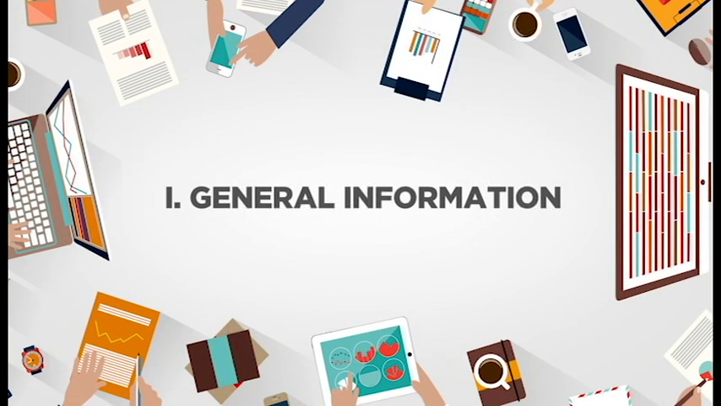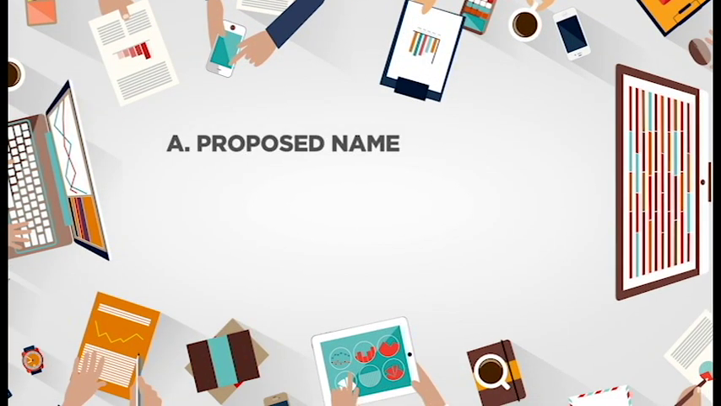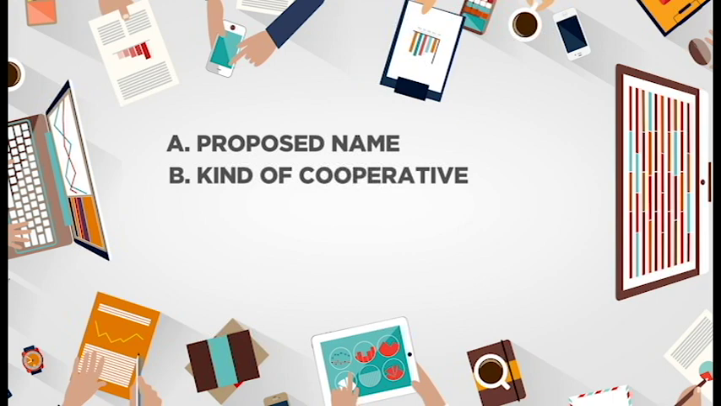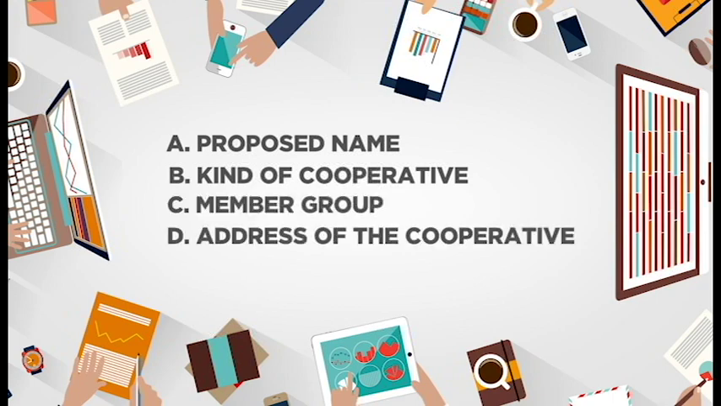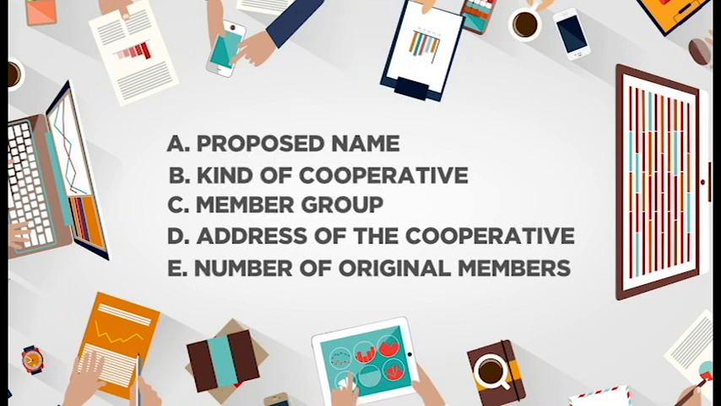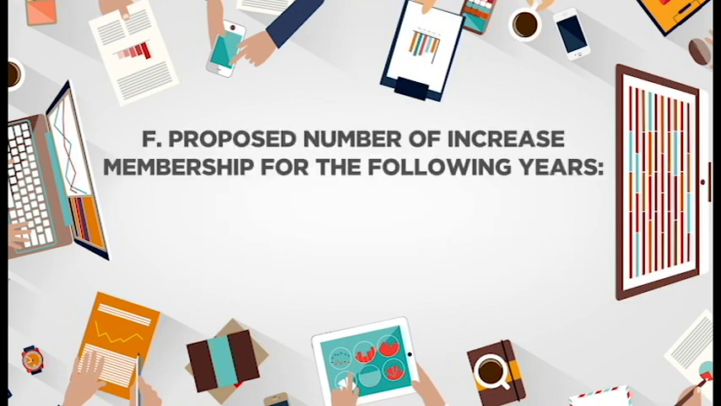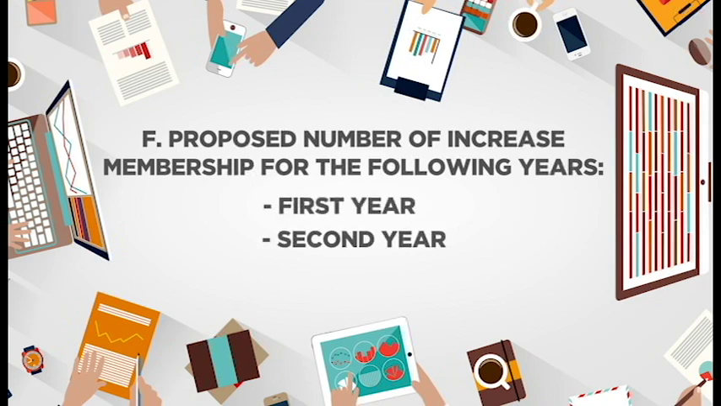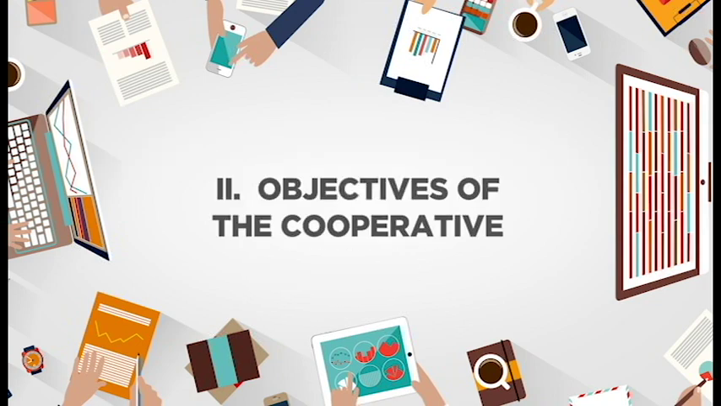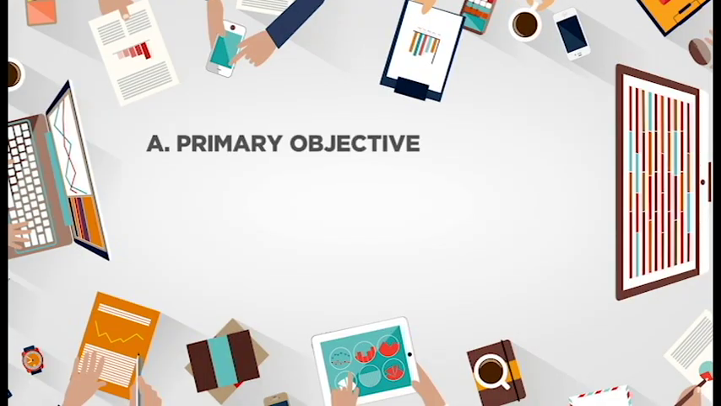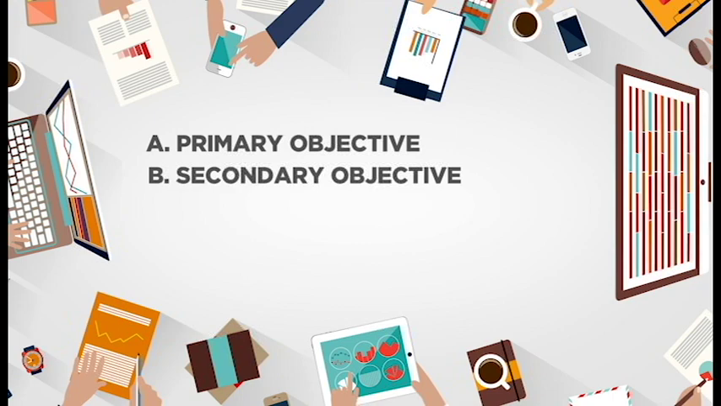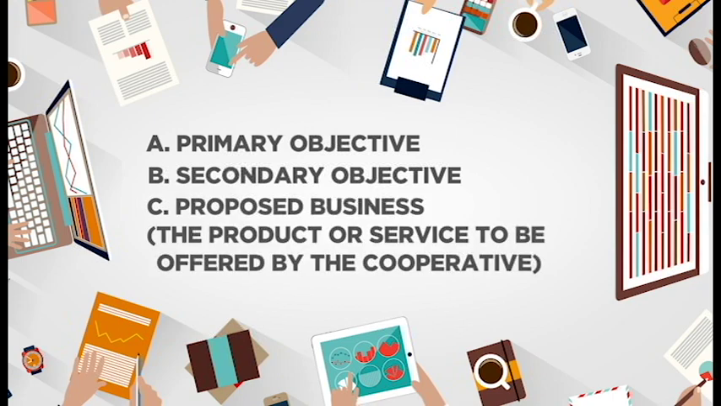Part 1. General information. It contains the following information: proposed name, kind of cooperative, member group, address of the cooperative, number of original members, proposed number of increased membership for the following years: first year, second year, third year. Part 2. Objectives of the cooperative, which contains the following: primary objective, secondary objective, proposed business, the product or service to be offered by the cooperative.